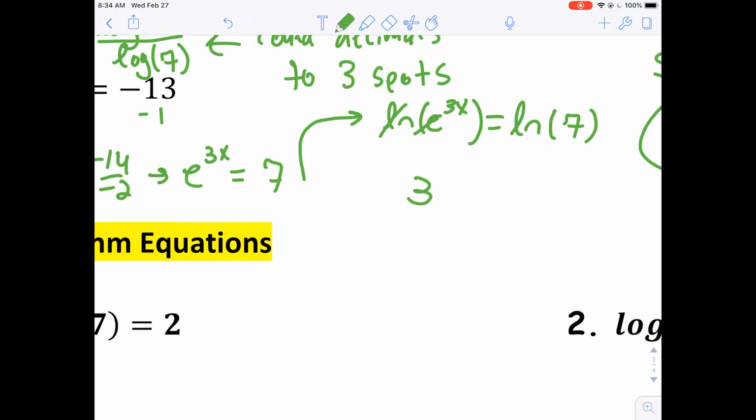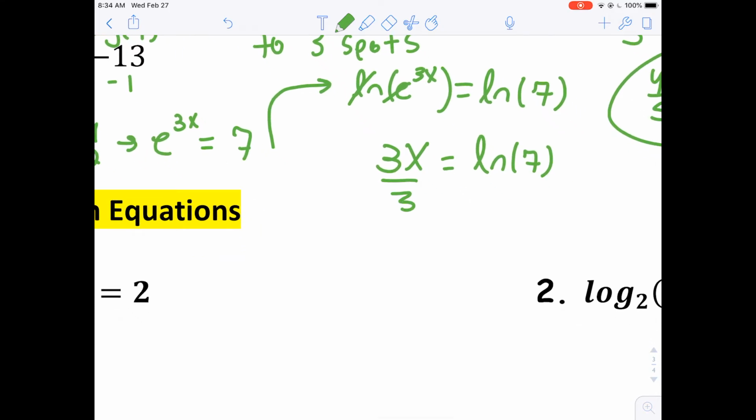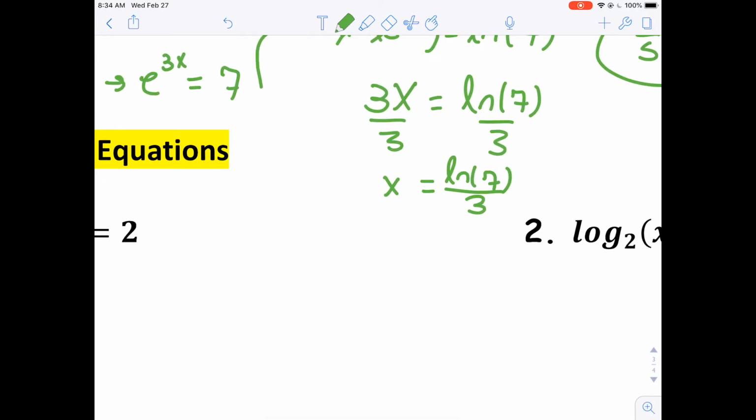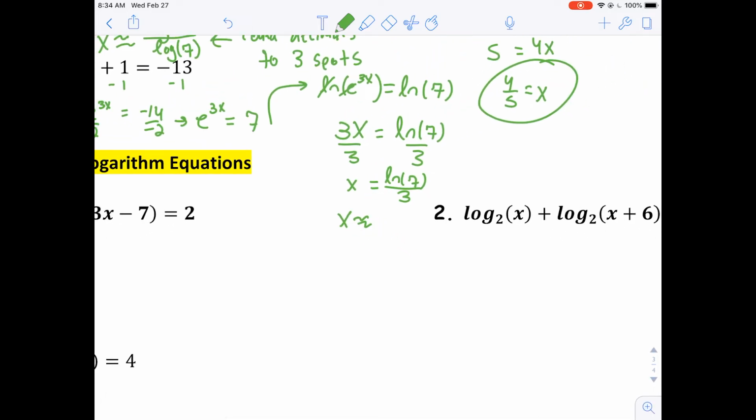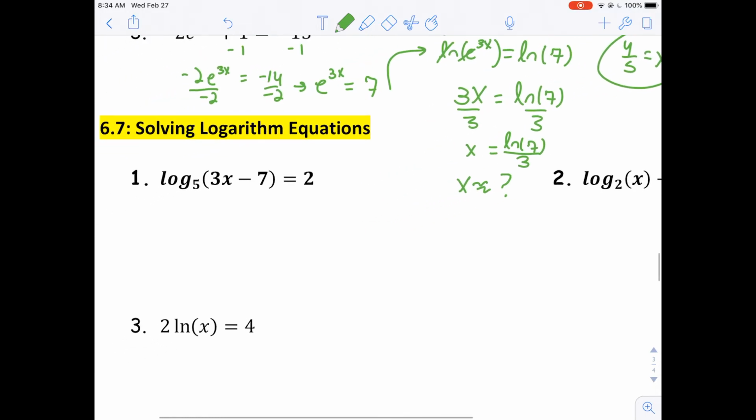So then boom, boom. That's why I picked natural log, because it cancels. So 3x equals the natural log of 7. Divide by 3. x equals the ln of 7 over 3. And then again, get the approximation number. I want to see this number with the decimals in there on the quiz.